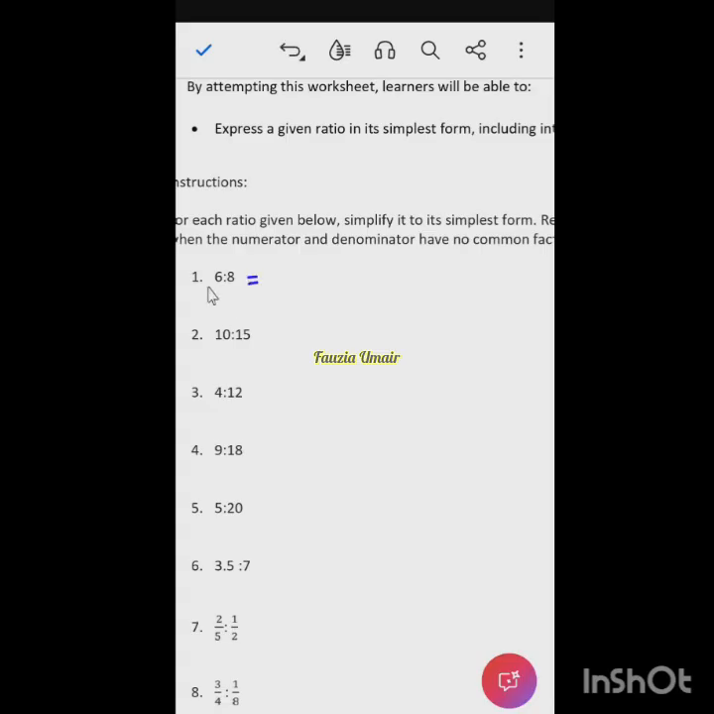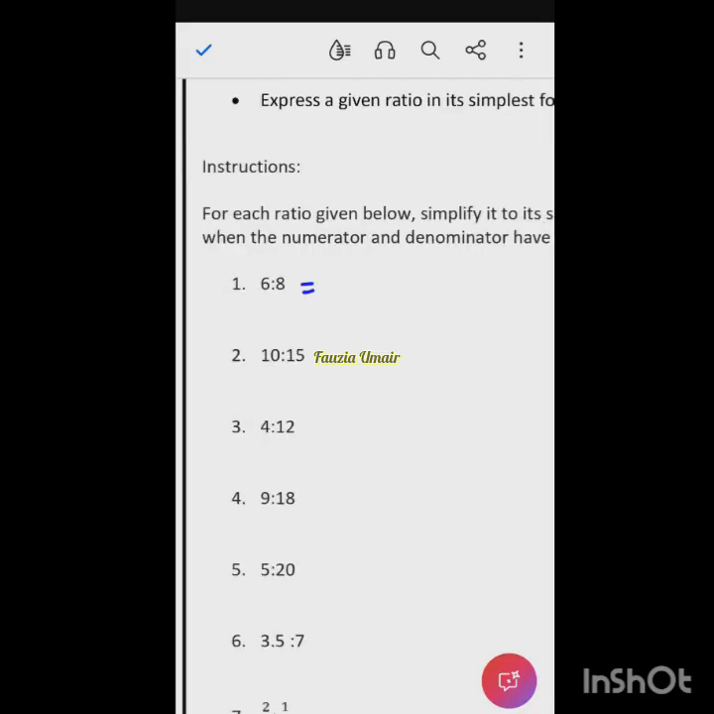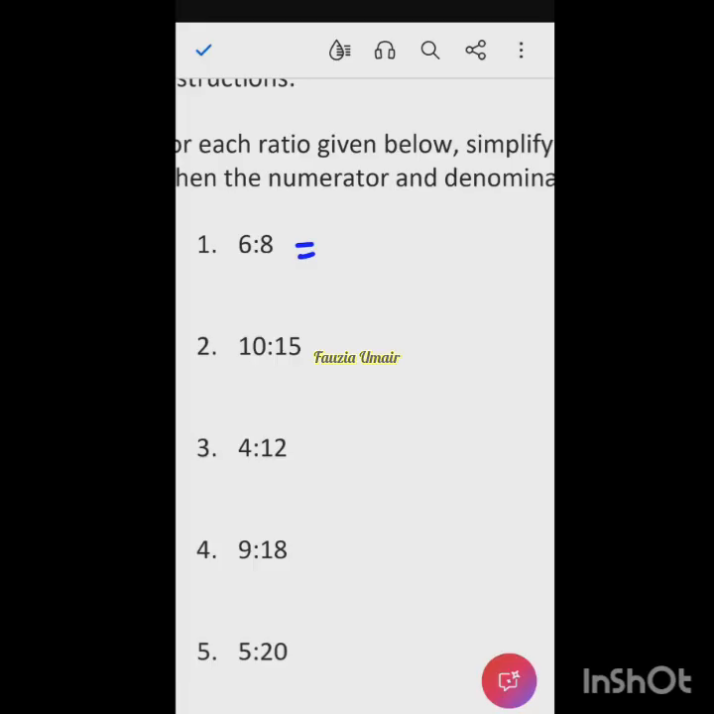Ma'am, can you zoom in? Yes, I can zoom in. Is it better now? Yes, ma'am. All right. So with which number can I divide 6:8? Ma'am, first we will start from the smaller one, that is 2. So then what will that be? Ma'am, 3:4. Can we divide it any further? No, ma'am, we cannot. So this is the simplest form.